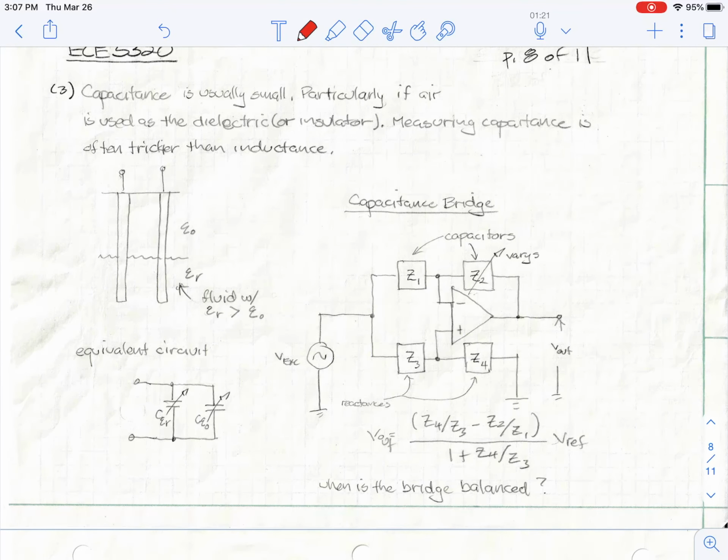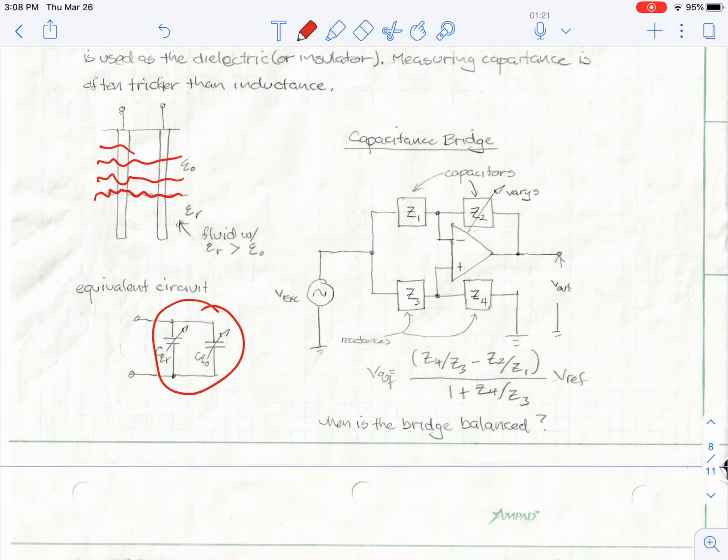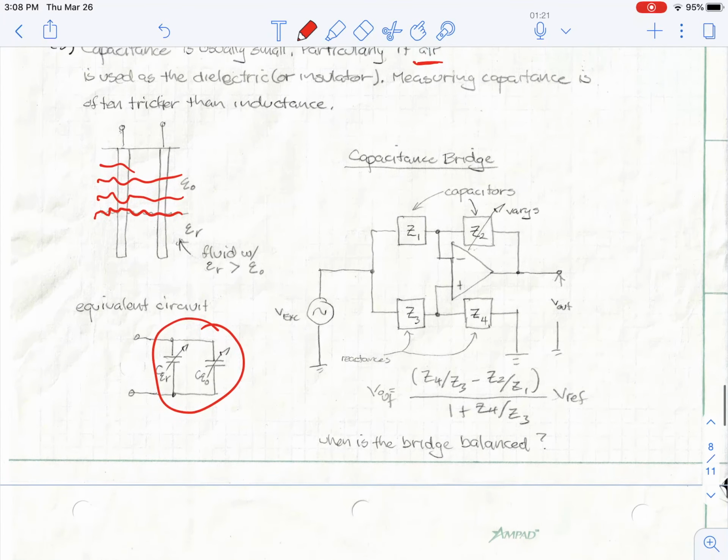Capacitance is usually small, and for small displacements, and particularly if you're using air as a dielectric. One of the interesting applications is measuring liquid levels in tanks. If the fluid has a relative dielectric constant that's much greater than air, as the fluid rises up, the capacitance will change in this equivalent circuit down here. And I can detect something like this using a capacitance bridge with an op-amp in here. And the bridge will be balanced under certain conditions and not under others, and I can get a proportional voltage out that tells me the depth of the fluid.